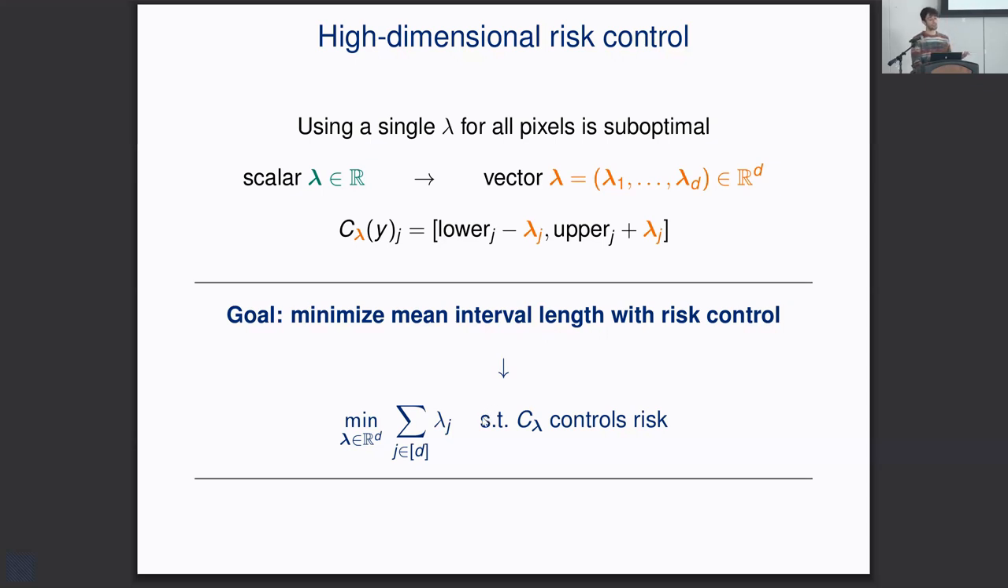And the idea is that usually the most informative intervals will have short interval lengths. So we frame this as an optimization problem where we want to minimize the mean interval length, which is represented by the sum of the lambdas, if the sets are parametrized in this additive way. And our constraint is that the risk should be controlled, so whatever lambda we land on, the risk should be controlled over the population. Okay, now the difficulty with this problem is that this constraint set is non-convex.